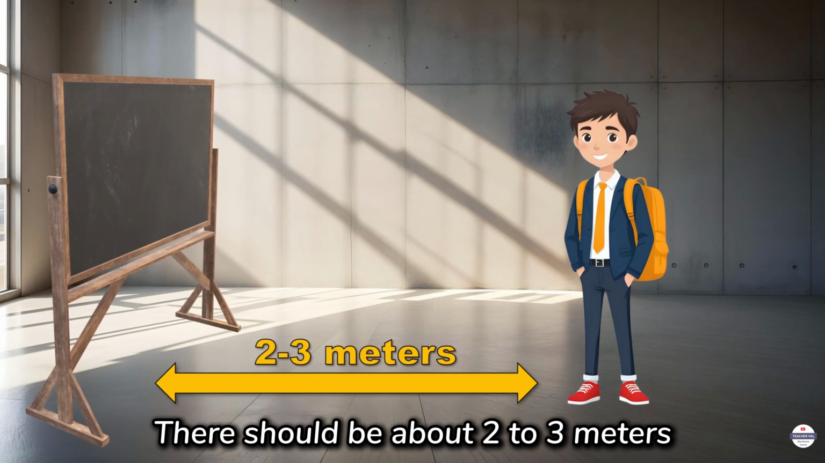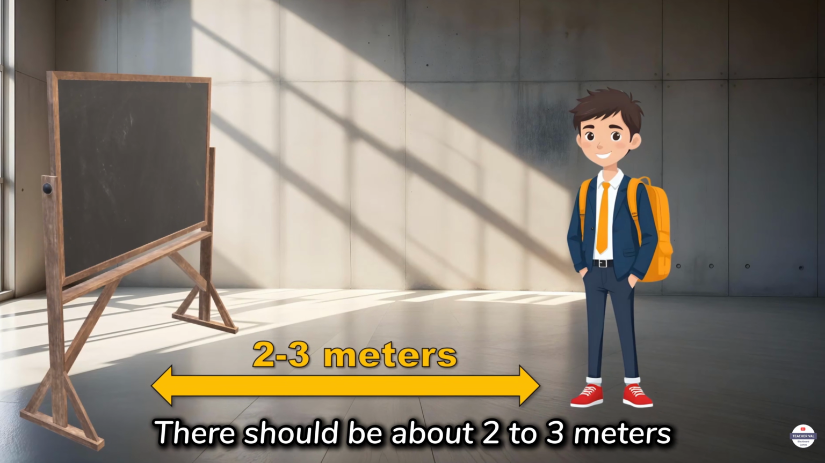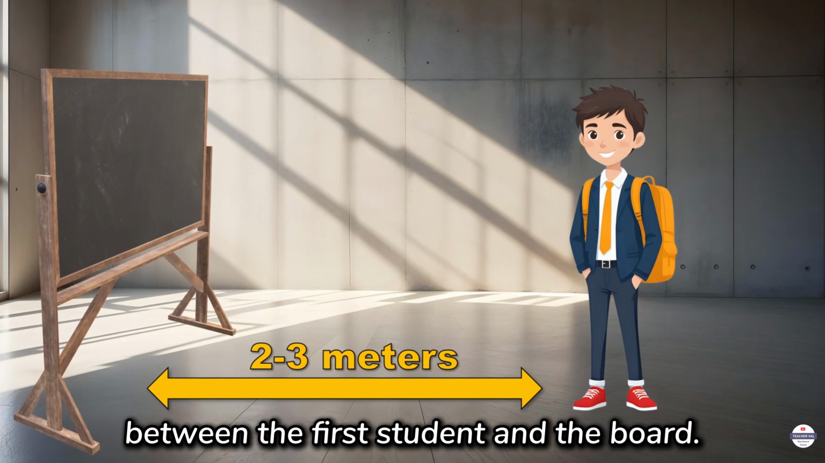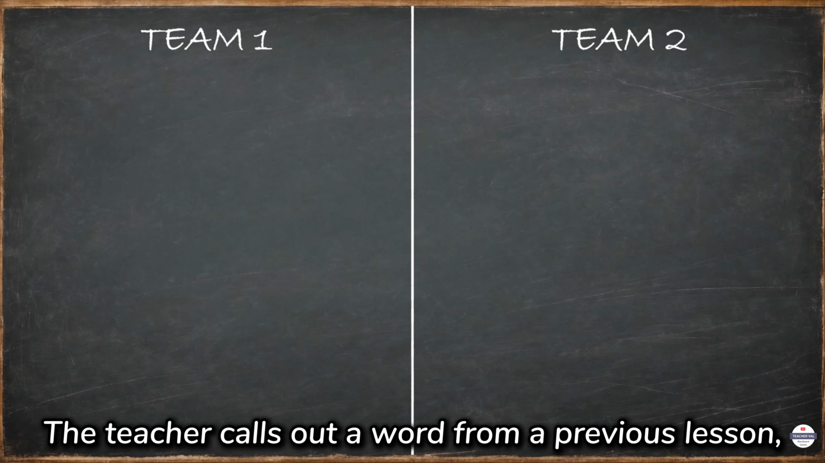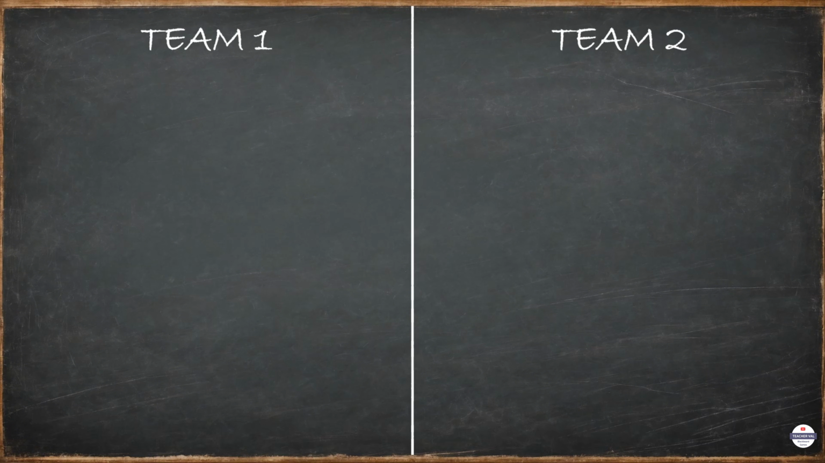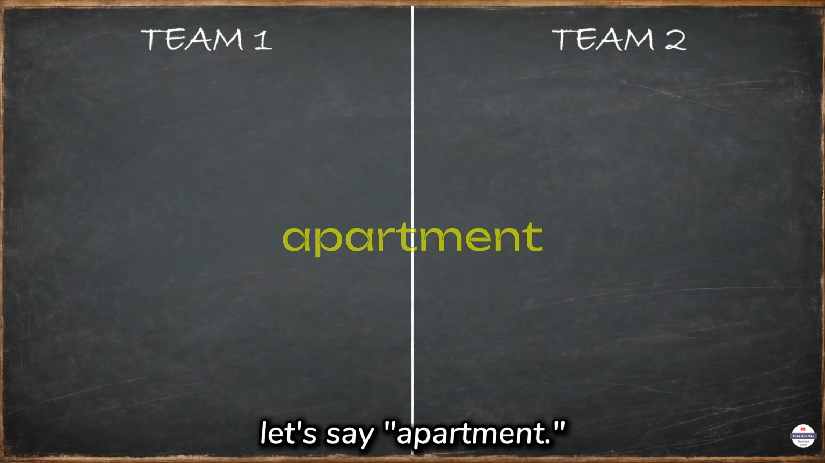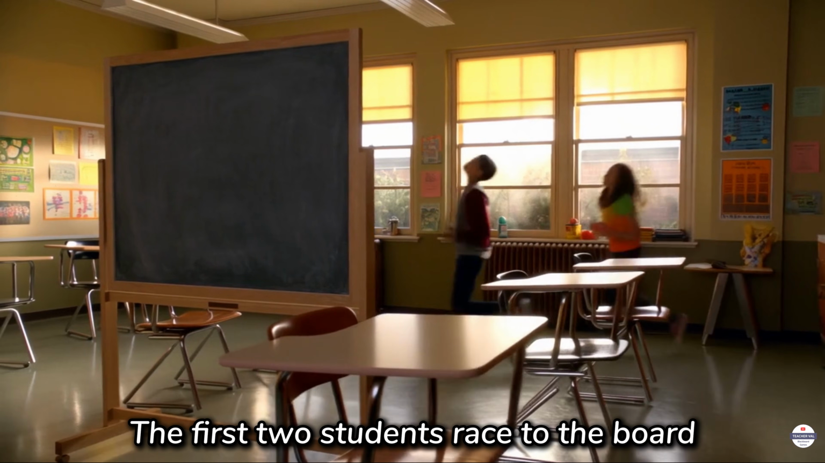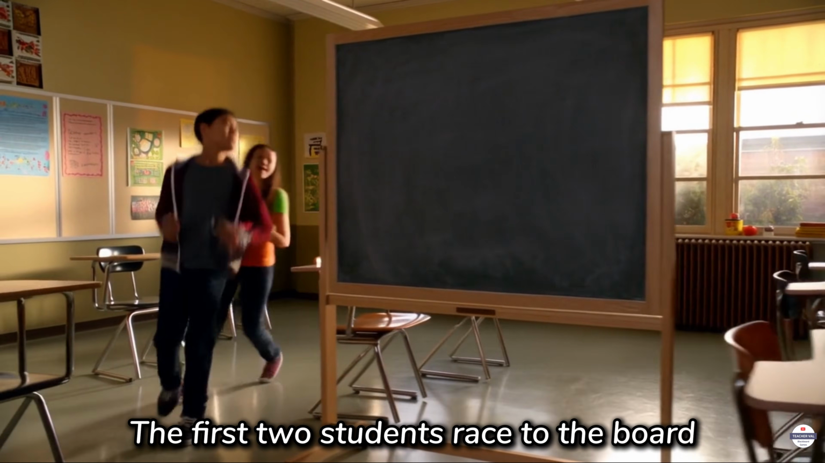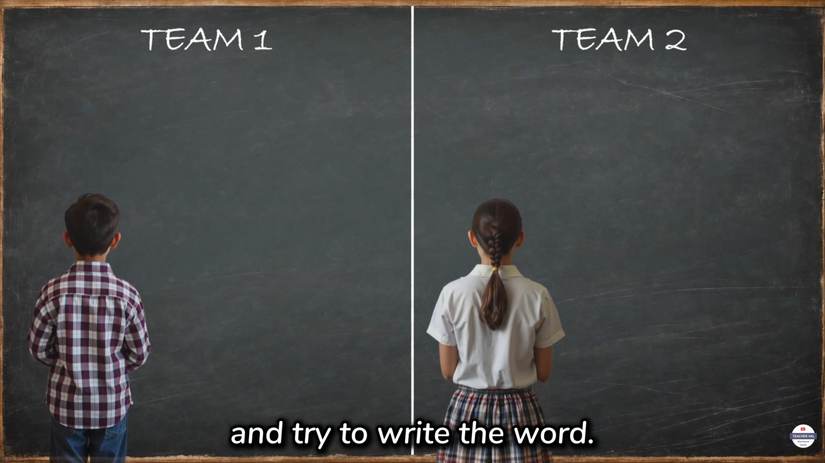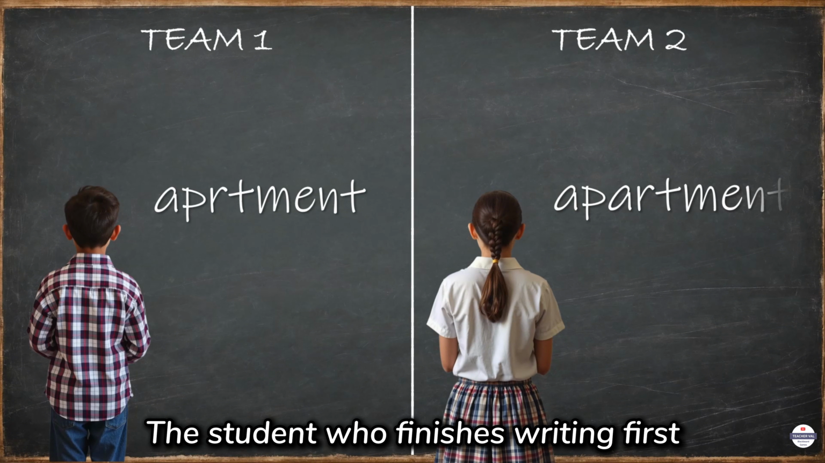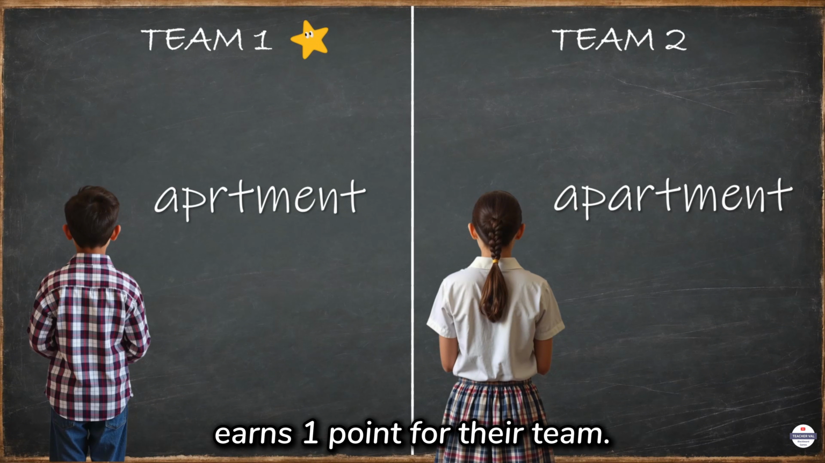There should be about 2 to 3 meters between the first student and the board. The teacher calls out a word from a previous lesson. Let's say apartment. The first 2 students race to the board and try to write the word. The student who finishes writing first earns 1 point for their team.